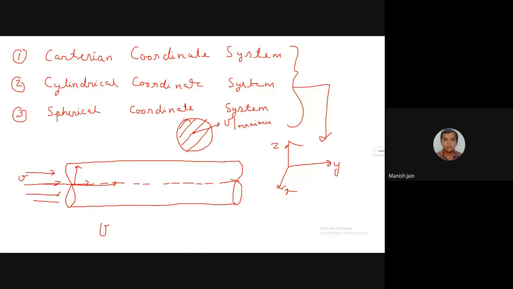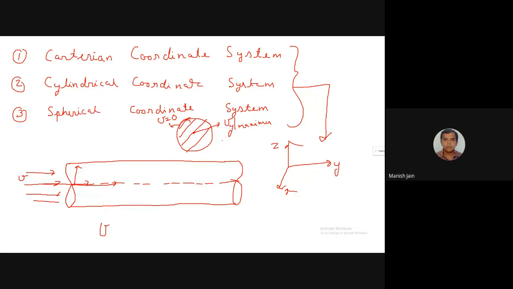And the velocity at the solid boundary will be zero, because the pipe is in a stationary condition. So the fluid velocity at the boundary will be zero. Now if you are taking the Cartesian coordinate system, this direction will be one direction. The fluid is flowing in the y direction, right?